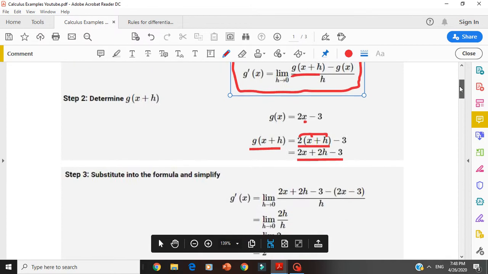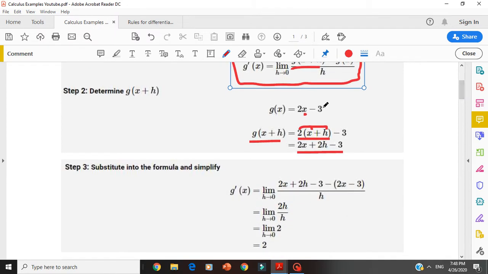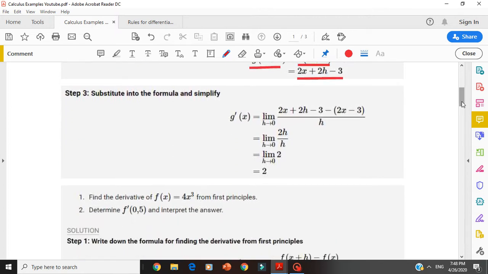The next step is to subtract the original function g of x from g of x plus h into the formula. So g prime of x is equal to the limit as h approaches 0 of 2x plus 2h minus 3 minus, in brackets, 2x minus 3, divided by h. The 2x minus 3 will cancel and you're left with 2h divided by h.